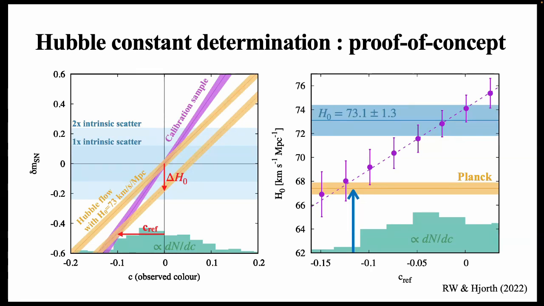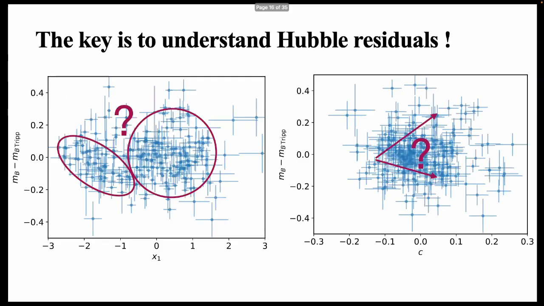Adam raised a very important argument: of course, we don't have a physical understanding of what is really behind the difference between beta color and beta, and what the physical understanding of this color is. So let me go to the second part of my talk. I will start with the statement that the key to understanding the physics behind this anomaly is understanding Hubble residuals. This is not just a fudge factor in our modeling; there is physics behind it.